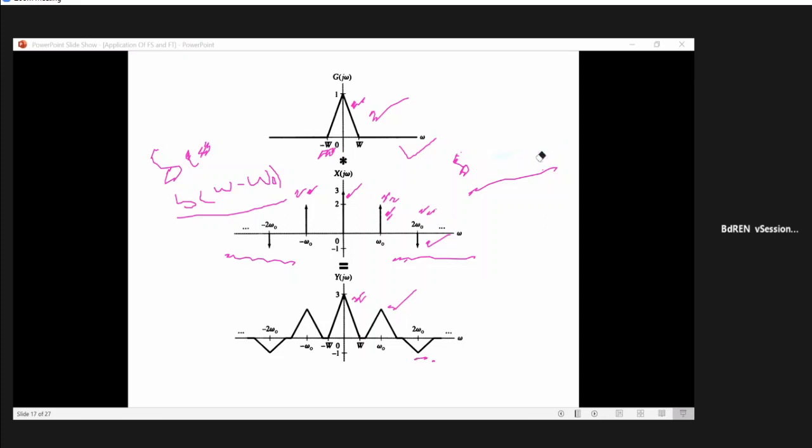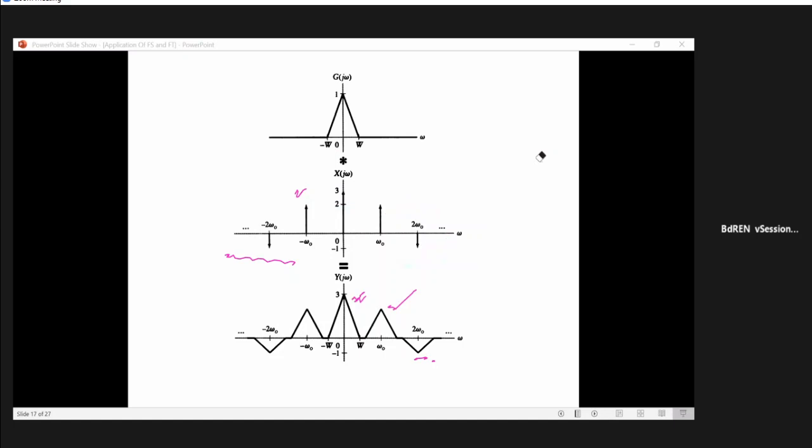So the conclusion is what? If we multiply two signals, a periodic one and a non-periodic one, then the spectrum of the non-periodic signal will appear as a shifted version in the product.